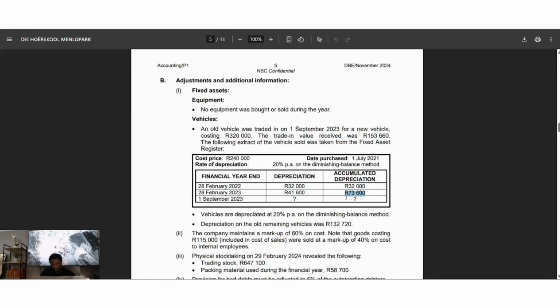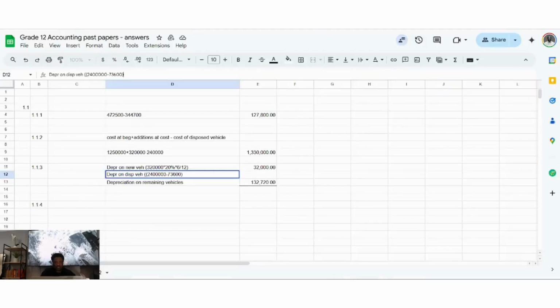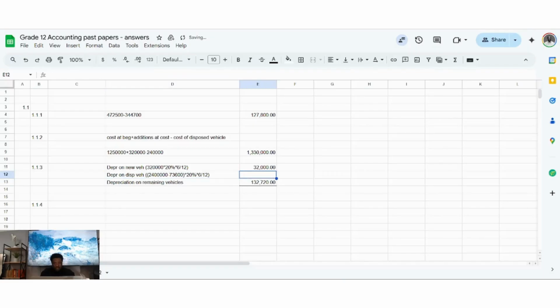Please remember that this is the accumulated depreciation at the start of the year. And then after subtracting that, we get our carrying amount, which we then multiply by 20%. Remember that this vehicle was only here for 6 months of the 12 months as we disposed of it after 6 months. So we're going to multiply by 6 over 12. And then that allows us to get to a final amount for depreciation on vehicles.